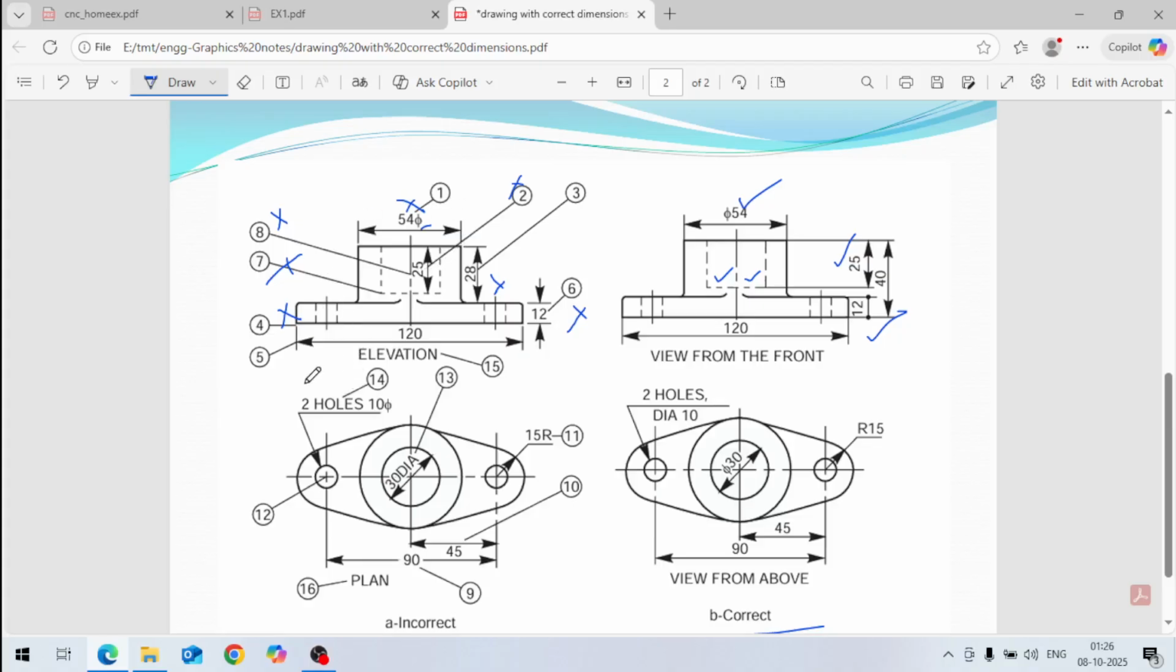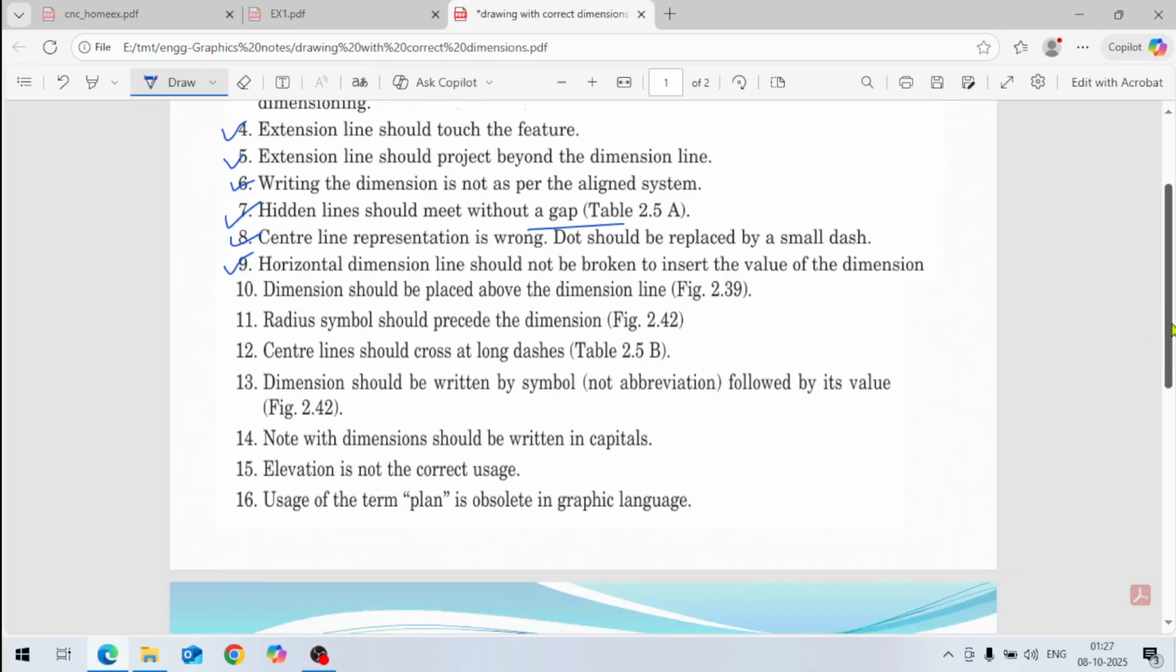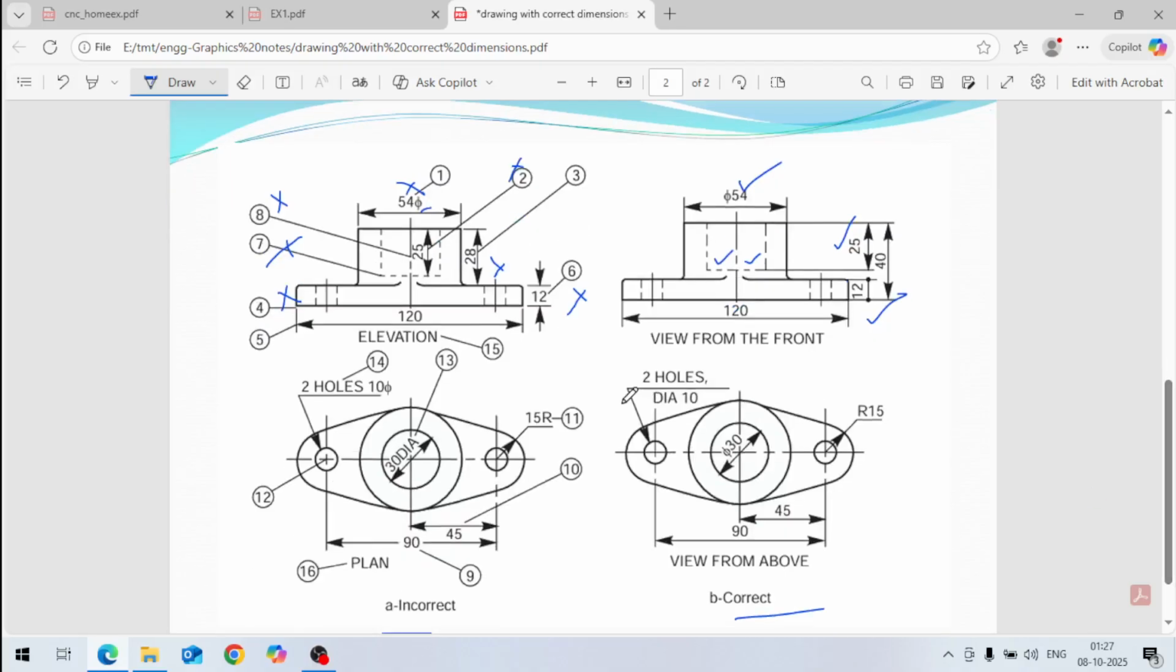Okay. Number 9, what does it tell? The horizontal dimension line should not be broken to insert the value of the dimension. If you see here, number 9, this horizontal line should not be broken in between like this. This is wrong. It should be like this only, and the text should be placed above the dimension line like this. And this is number 9.